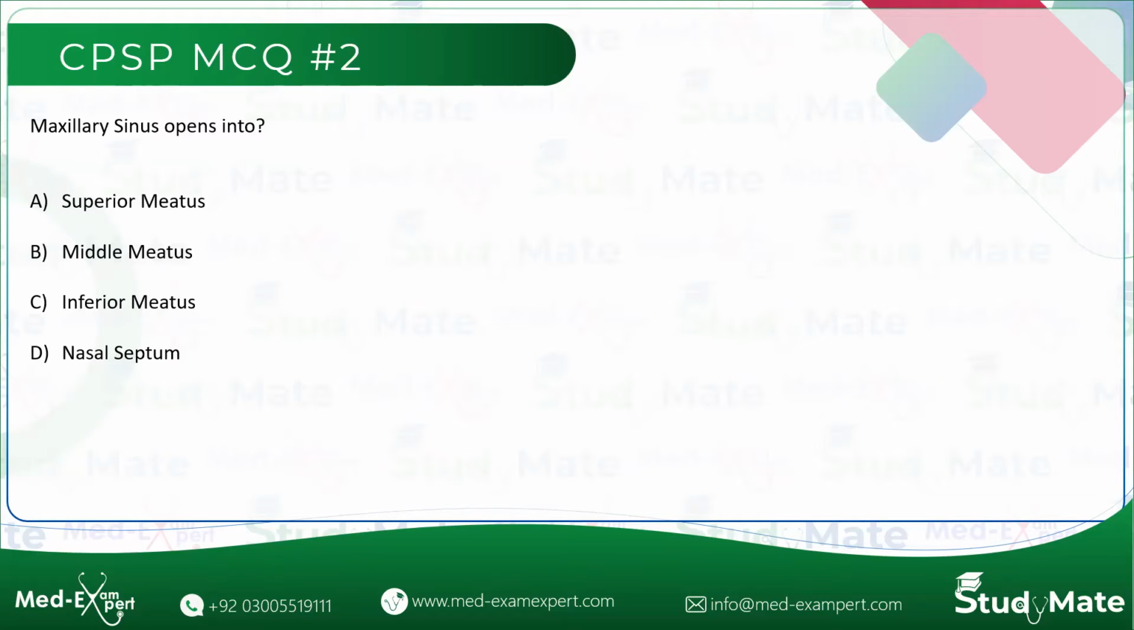So the second CPSP MCQ is, maxillary sinus opens into superior meatus, middle meatus, inferior meatus, or the nasal septum. Okay, I can see some answers. We will discuss these answers in the end.